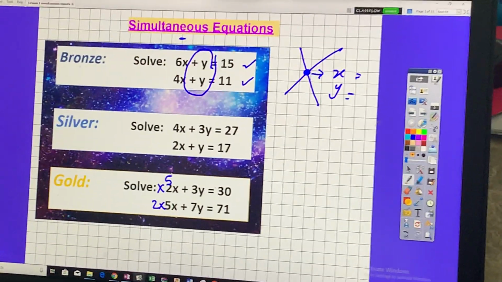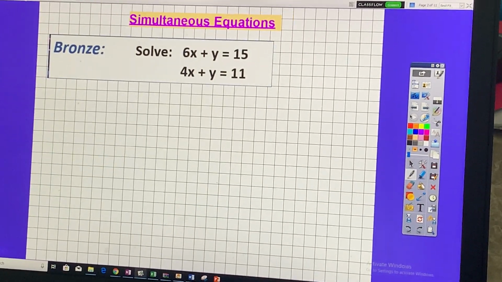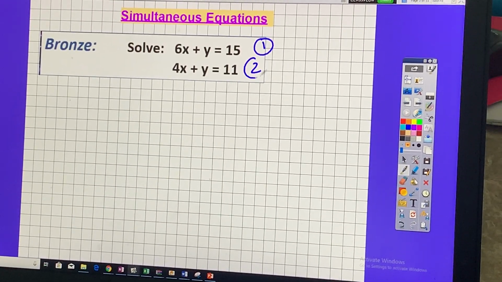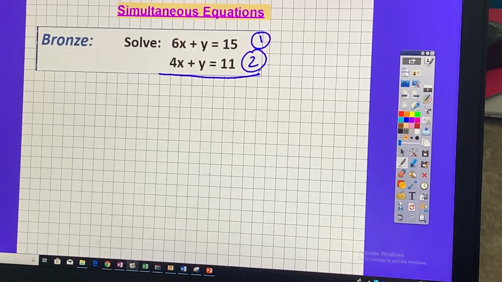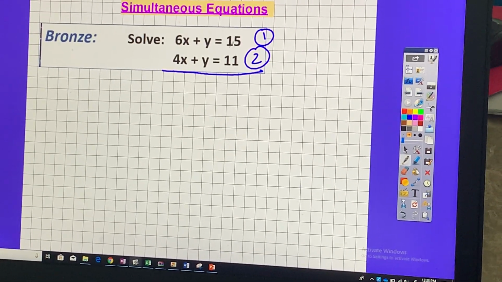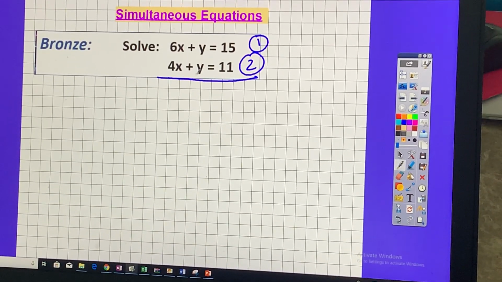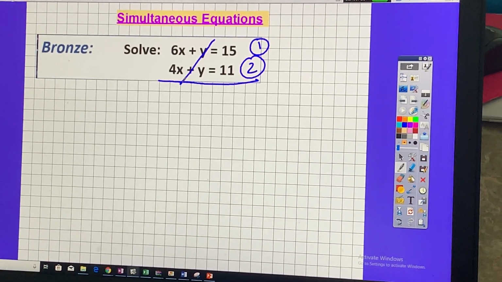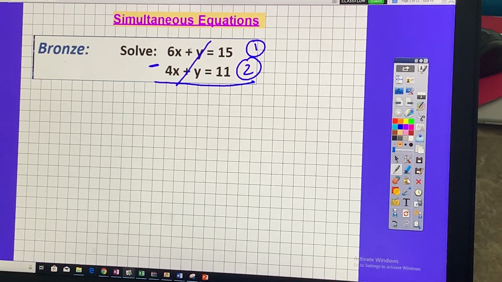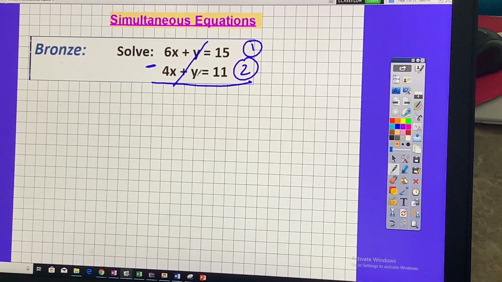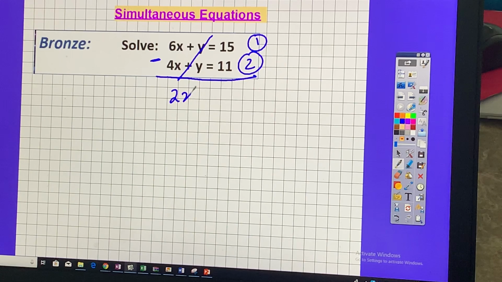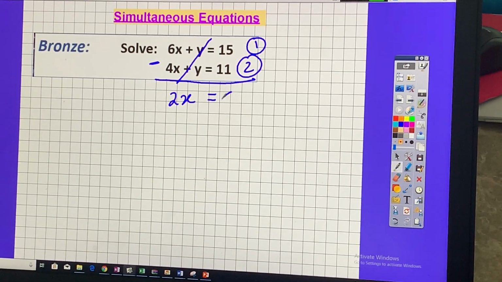So let's get on and have a look at one of the bronze examples. First things first, I'm going to call this equation 1 and I'm going to call this equation 2. Second step, I want one of the values to be the same. If I notice carefully, I can see the y and the y are the same, and I want them to go away. So if I want them to go away, I have to do a minus, because plus y minus y gives me nothing. On the other hand, 6 minus 4x is 2x. 15 minus 11 is 4.